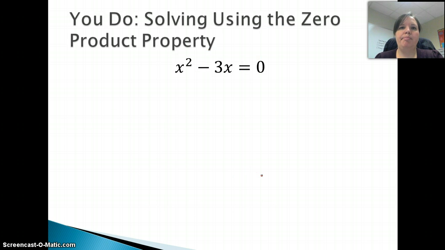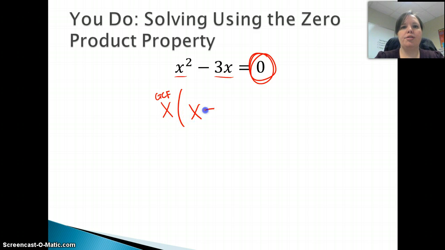Now it's your turn to try it. So you want to factor any way that you possibly can. We have 0 on one side, so now we want to try and factor any way we can. There's only two terms here, so we really want to start with our first step on any factoring, which is GCF. The GCF here is x.